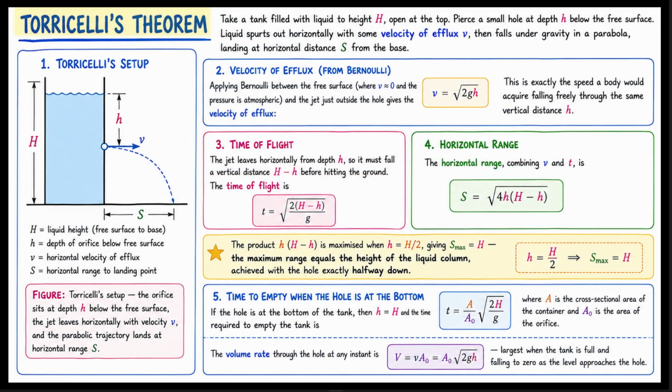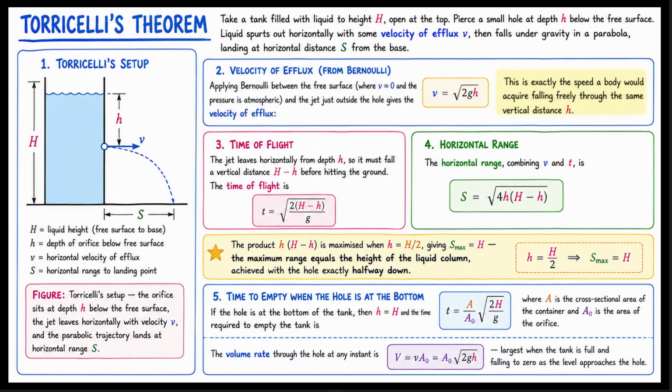Now take a tank filled with liquid to height H, open at the top, and pierce a small hole at depth h below the free surface. The liquid spurts out horizontally with some velocity of efflux v, then falls under gravity in a parabola, landing at horizontal distance s from the base. Applying Bernoulli between the free surface, where the velocity is essentially zero and the pressure is atmospheric, and the jet just outside the hole gives the velocity of efflux as v equals the square root of 2gh.